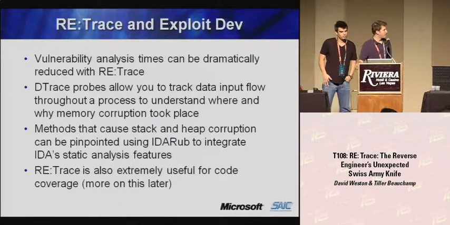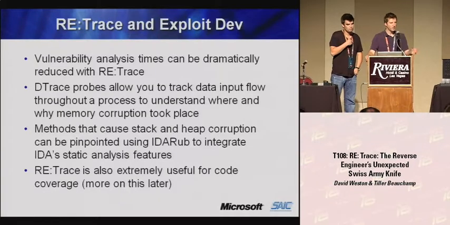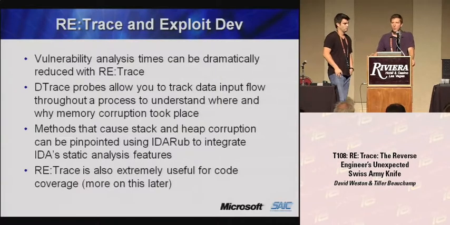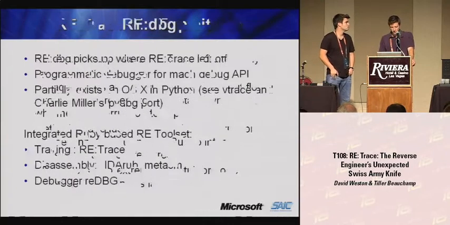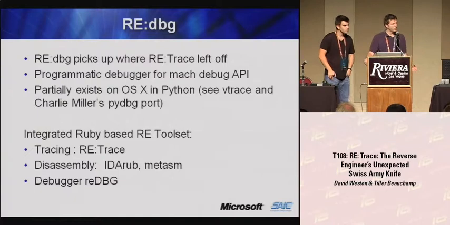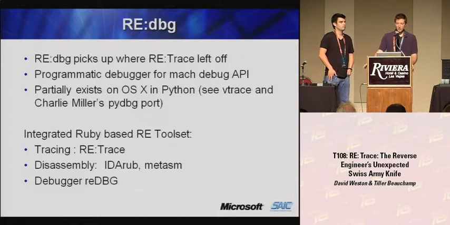So what we found is that by using this framework, both the tracing and also the static analysis, it's allowed us to decrease the amount of time it takes to do the analysis to write successful exploits. We also had limitations with just doing tracing. We wanted to do things that were more like debugging. So we went ahead and wrote C Ruby bindings to wrap OS X's Mach API, the debugging API, and the ability to utilize that from Ruby.